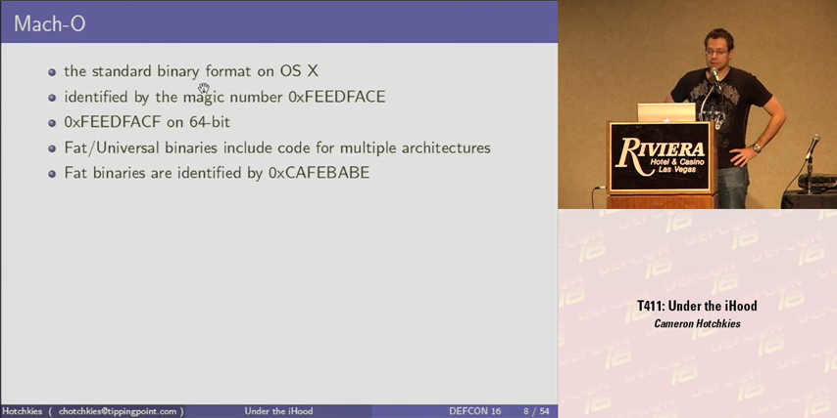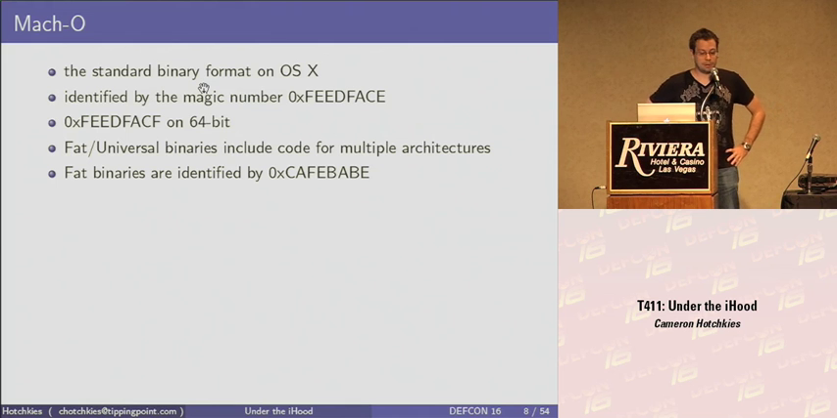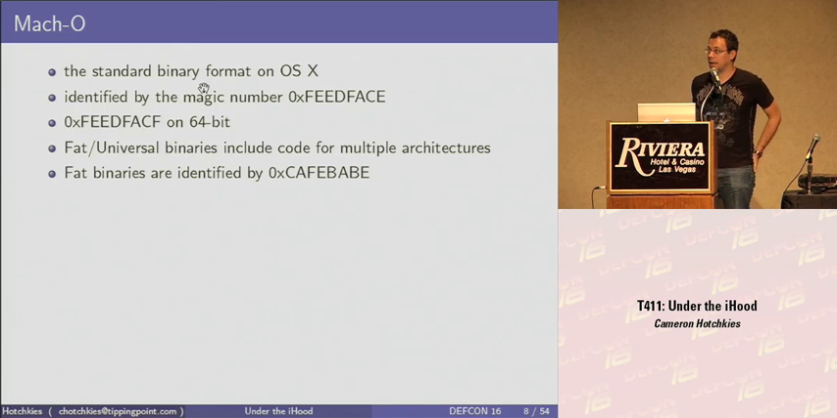Now, when you get into that MacOS directory, you're going to be looking at a Mach-O file format file. This is the standard binary format on OS X. It has the feedface magic number. If you're on a 64-bit platform, it's going to be feedfacf, which is just identifying that you're dealing with a 64-bit. Now, there are the fat universal binaries. So when Apple switched over to using the Intel chipset, they started putting both the PPC and the x86 code into the binaries together. And so they're just referred to as the fat ones, and they're identified by cafebabe.